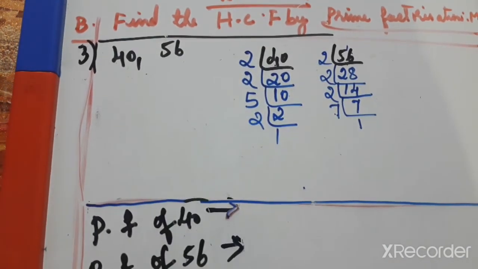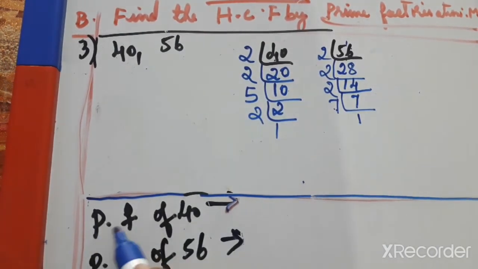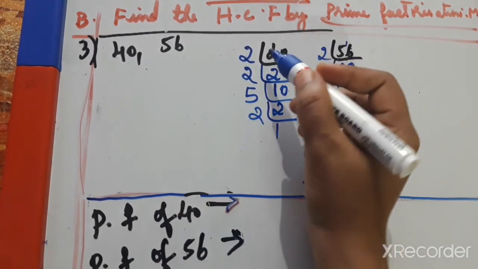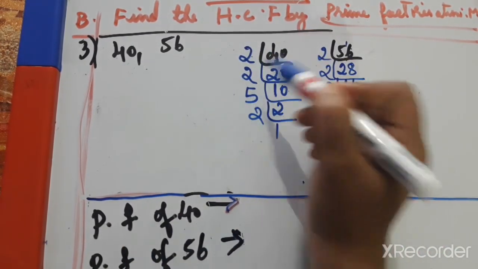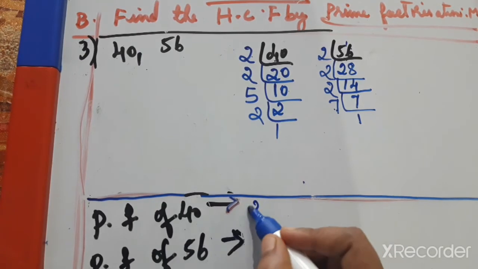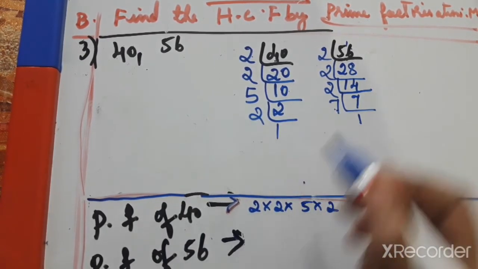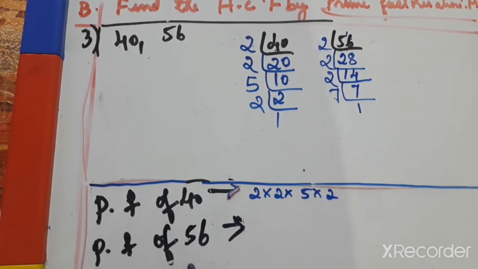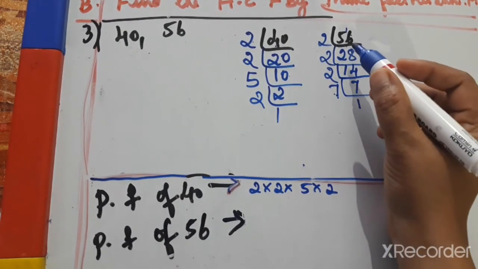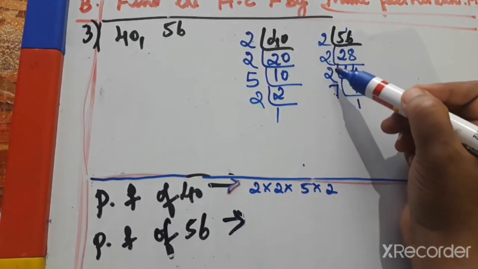It is a factorization. Now write the prime factors of 40. What are the prime factors of 40? 2 into 2 into 5 into 2. Then the prime factors of 56. What are the prime factors of 56? 2 into 2 into 2 into 7.